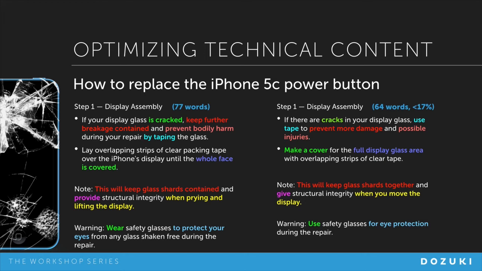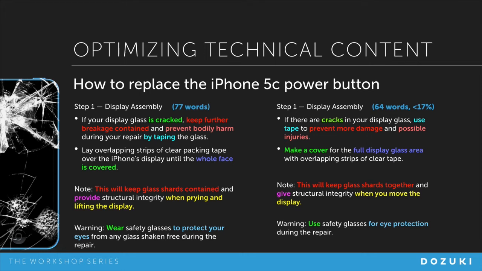So for example, take the word crack. In STE, crack is defined as a technical noun. So if you use it as in "cracked", then you're basically using it as a verb or as a past participle. So we try and avoid that in STE.